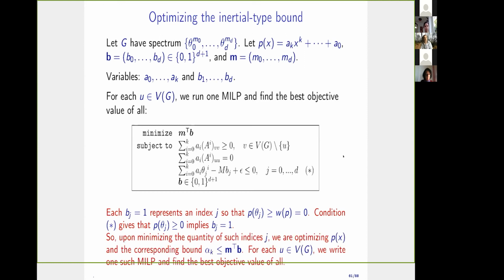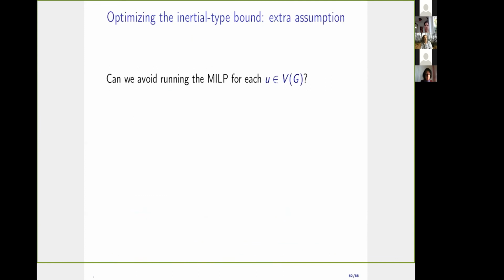So what we want to do is minimize the quantity of indices, the sum of the multiplicities of our eigenvalues, having that constraint of p of eigenvalues larger or equal than 0. Okay? We want to minimize how many times that happens. Okay, so the handicap of this optimization formulation, or of this IP formulation, is that you need to run one IP for each vertex, right? That's really not so handy, or it's quite slow at least. So how can you actually avoid running this MILP n times?